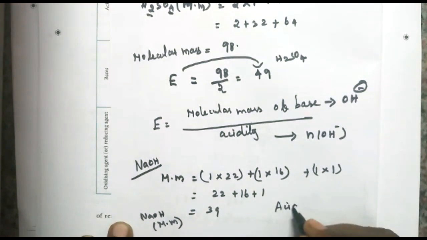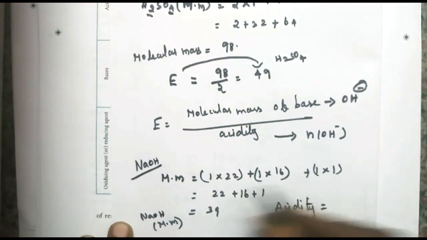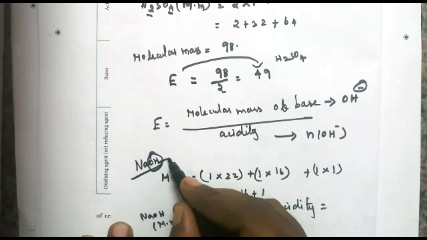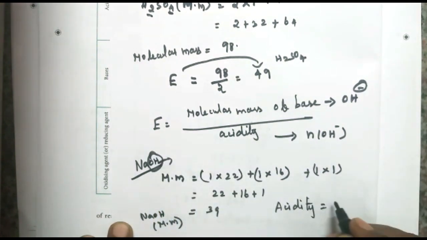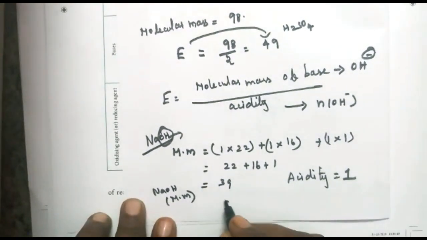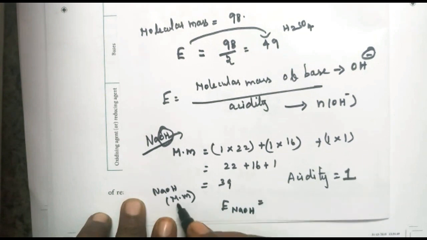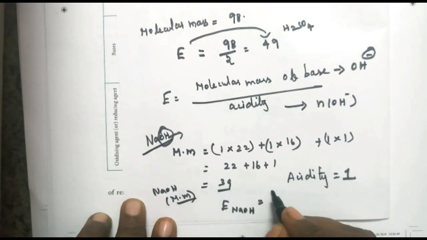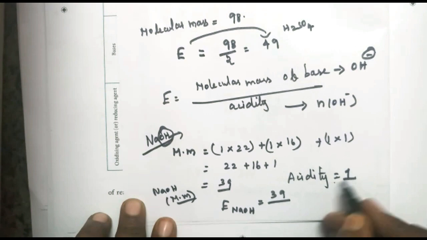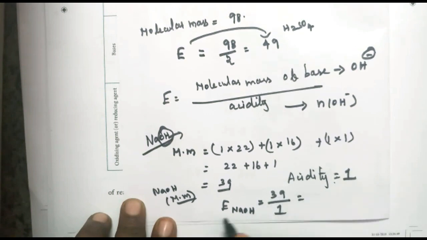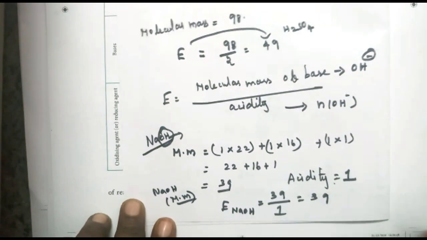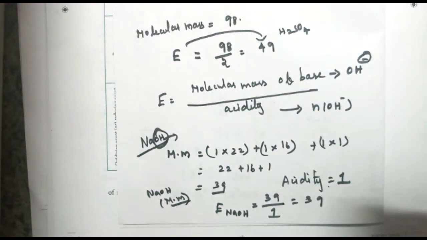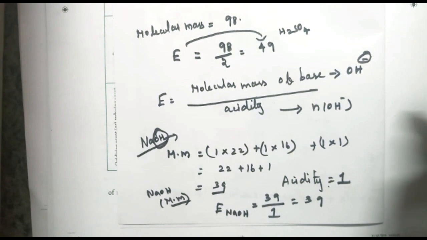Then the acidity of sodium hydroxide: it donates only one OH minus ion, so the acidity is 1. Now we calculate the equivalent mass of sodium hydroxide, which equals the molecular mass, 39, divided by the acidity, 1. So the equivalent mass of sodium hydroxide is 39. This is how we can calculate the equivalent mass of an acid and of a base.